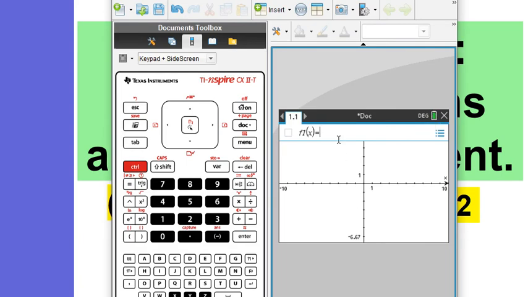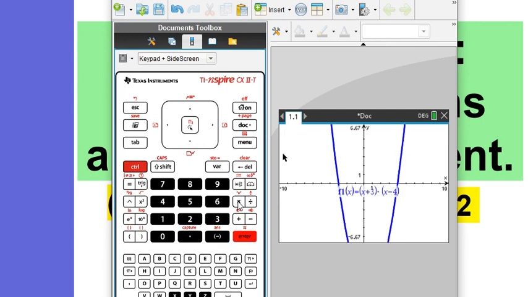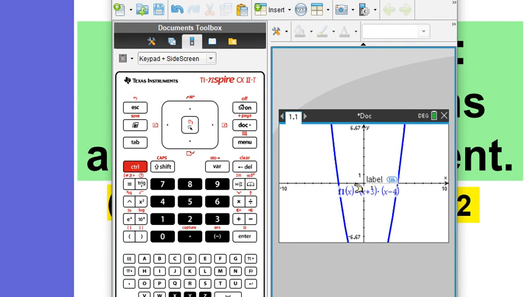And I'm going to start with x plus 3. Make sure you use parentheses. And between the sets of parentheses, the multiplication symbol times x minus 4. Enter, and we have a parabola.